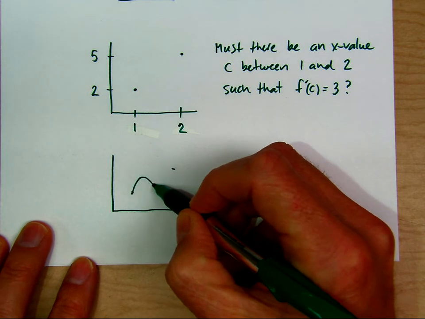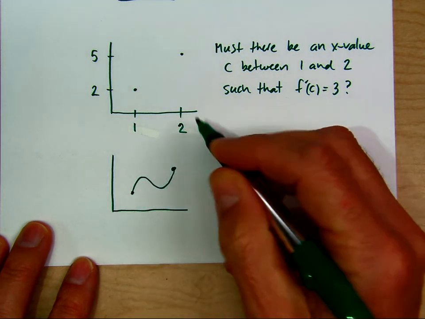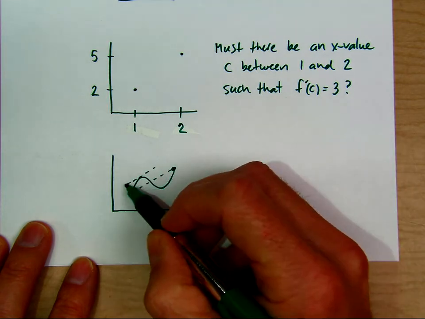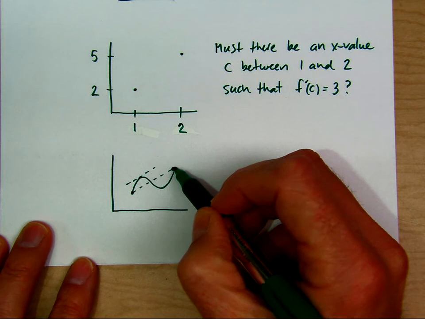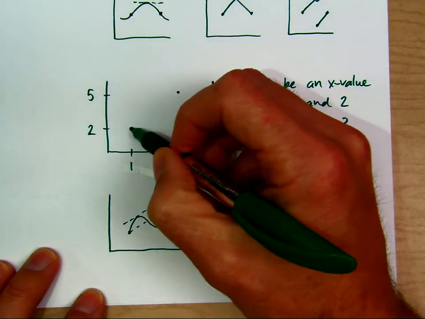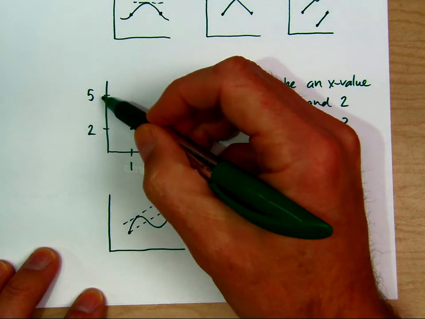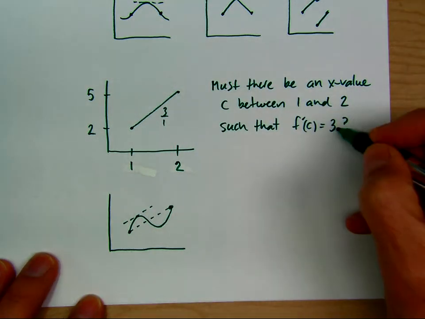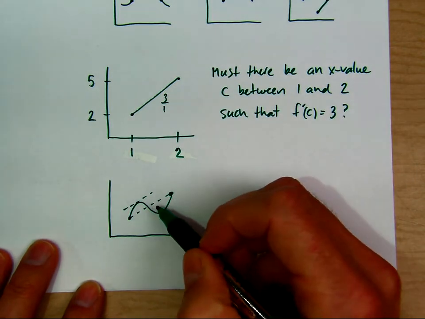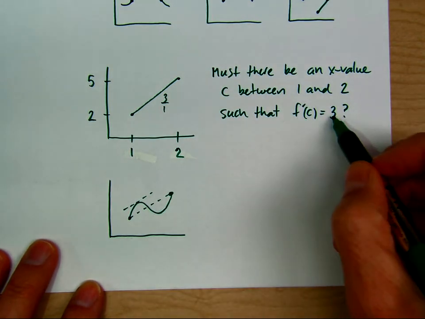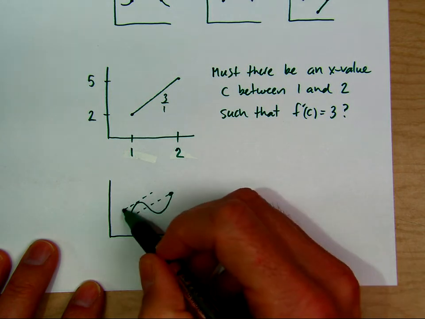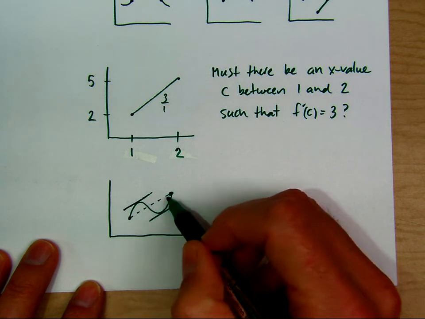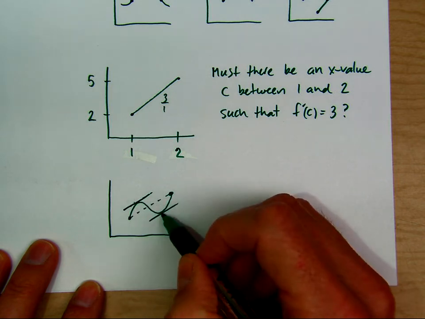it curves and does some other things between the 2 points, here is the secant line, and we know that there has to be a tangent line parallel to the secant line. We know that the slope of the secant line is 5 minus 2 over 2 minus 1. The slope of the secant line is 3, but does there have to be a tangent line with the same slope? And if the graph looks something like this, we can say there's a tangent line there, there's a tangent line there. Both tangent lines are parallel to the secant line, so they have slopes equal to the secant line.